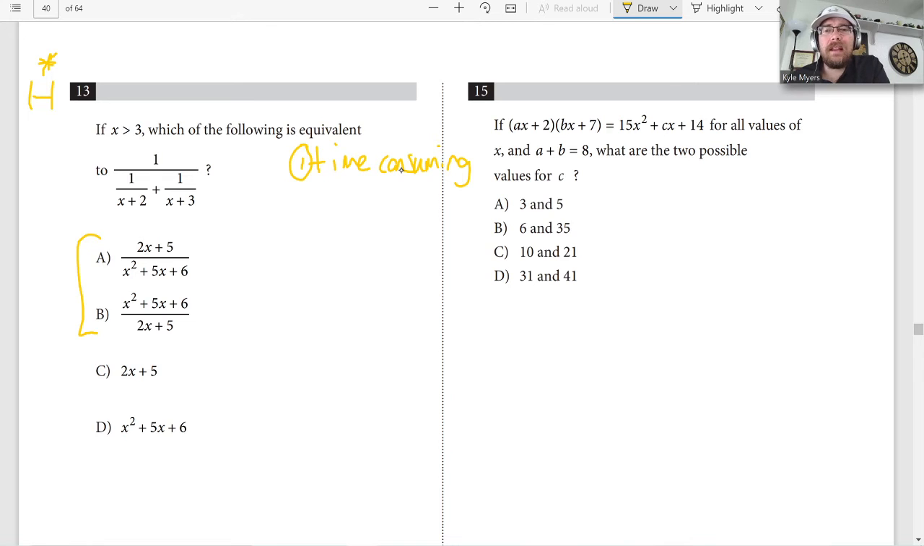So, fairly standard multiple choice stuff, but it's really time consuming. And then it says if x is greater than 3. This is not really that necessary to say.